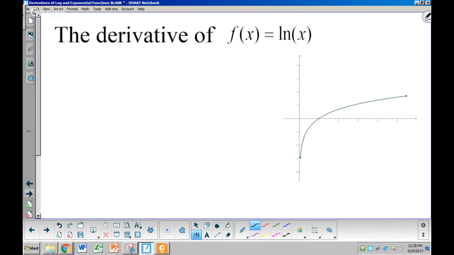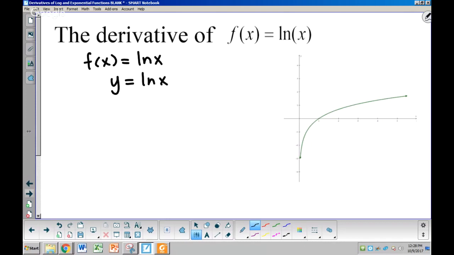Well, naturally, we have to take the derivative of its inverse, which is the natural log of x. So f of x is equal to natural log of x. Now, I don't want to use limits here with the natural log of x. So I'm going to write y equals the natural log of x, and I'm going to exponentiate both sides.